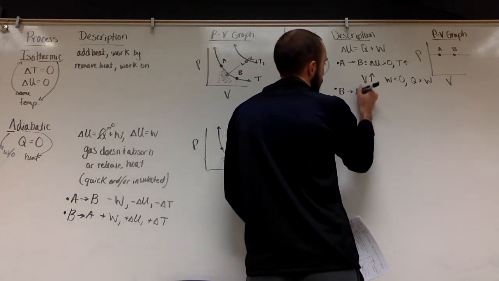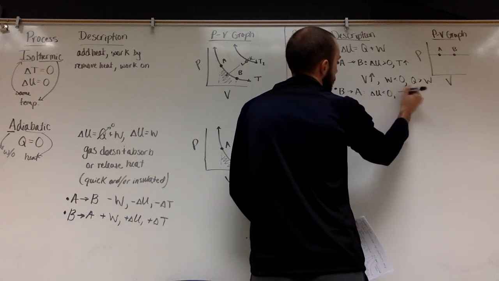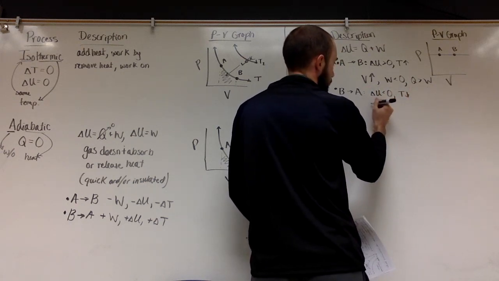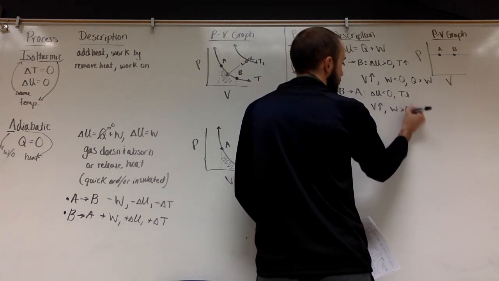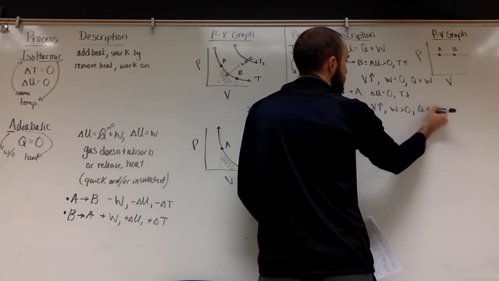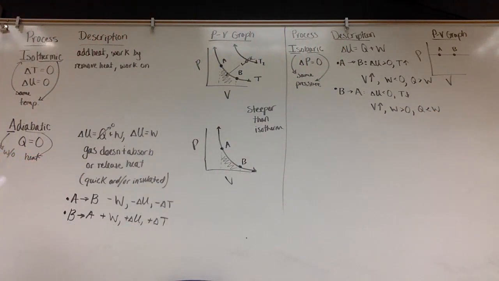The opposite is true when we switch it over. We have a negative delta U. Temperature is going down. Volume is going up. Our work is being done on the system, which means we are releasing more heat than we're doing work.